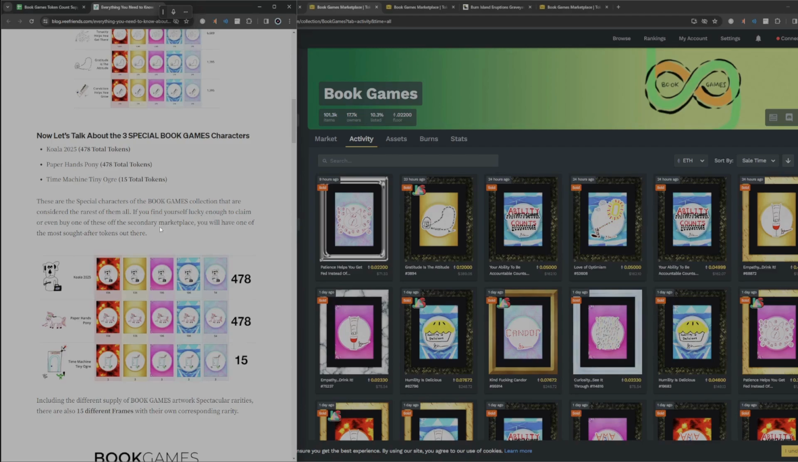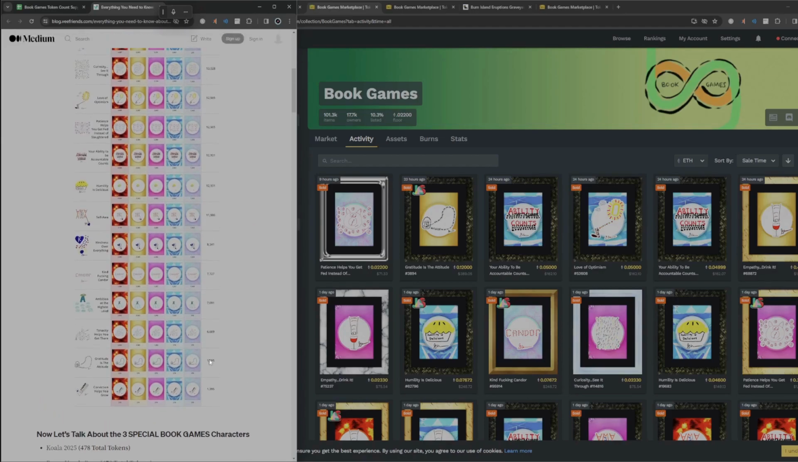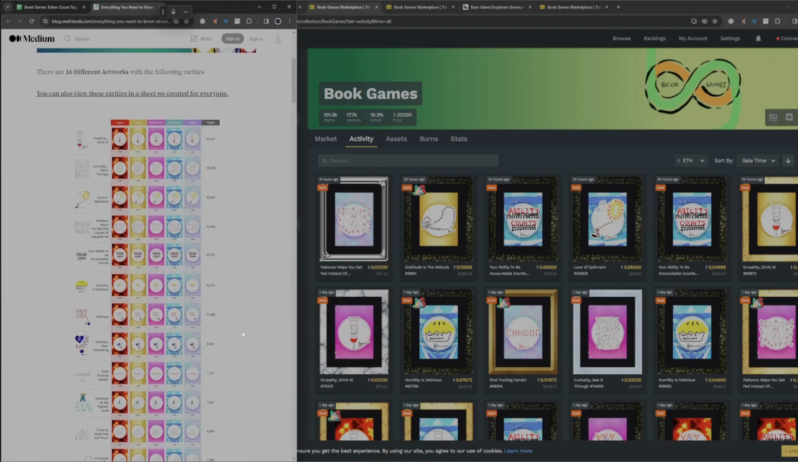This section, the special characters, gratitude and conviction, because they have 1,395, and then tenacity, ambition, kind candor, and kindness, and then everything else pretty much after that.